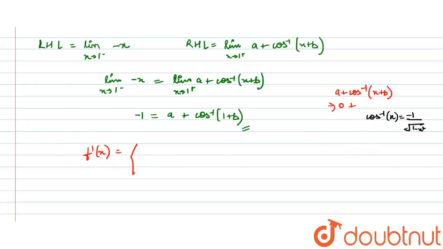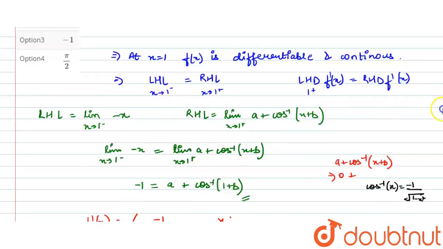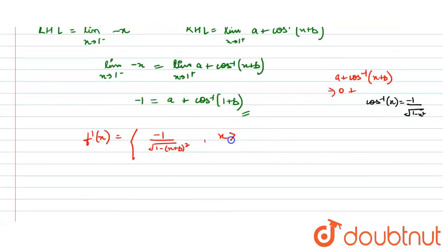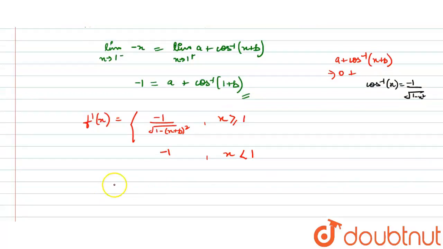So what we can say is, this will become, for the first, 1 under root of 1 minus (minus x plus b) whole square for x greater than or equal to 1. This is a derivative for x greater than or equal to 1, and it will be minus 1 for x less than or equal to 1, because the derivative of minus x is minus 1. So from here what we get is that minus 1 will be equal to minus 1 by root of 1 minus (x plus b) whole square.